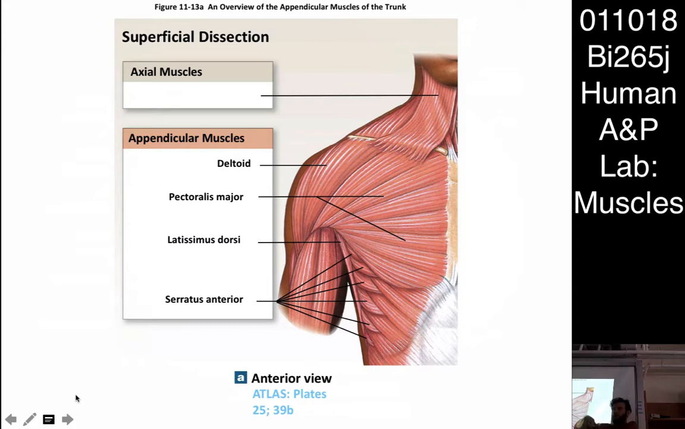Latissimus dorsi spreads across the back from the midline up through the armpit and inserts on the humerus and helps you pull your arm back like this. So for example, if you wanted to exercise the latissimus dorsi, you would take a weight like this and pull the arm back, pull it up and back, and that would be your latissimus dorsi. Like if you were lifting something up, if you were facing down, or pulling something, pulling a door open, for example, would be using your latissimus dorsi.